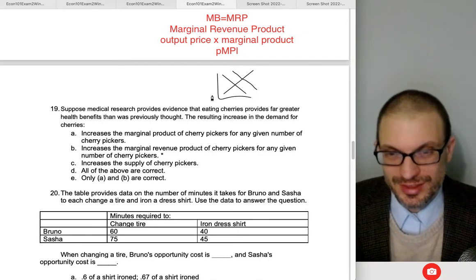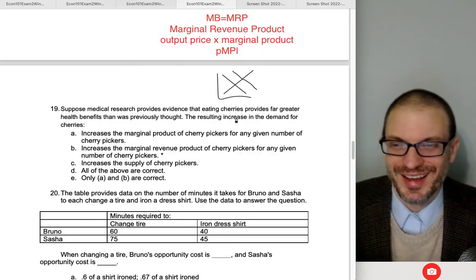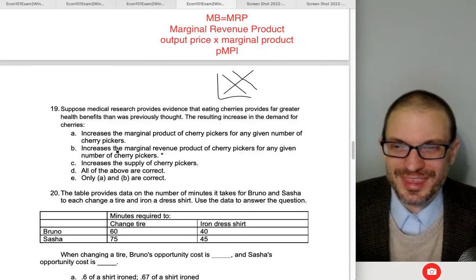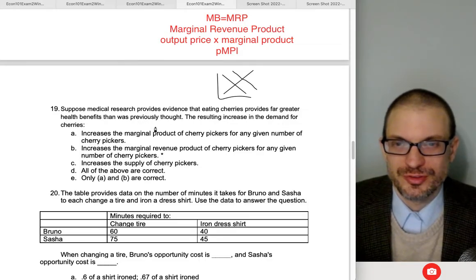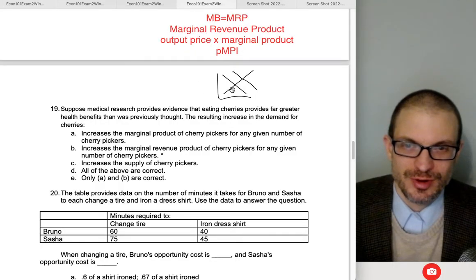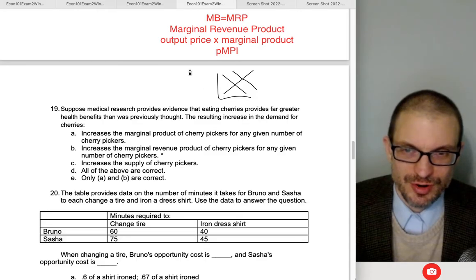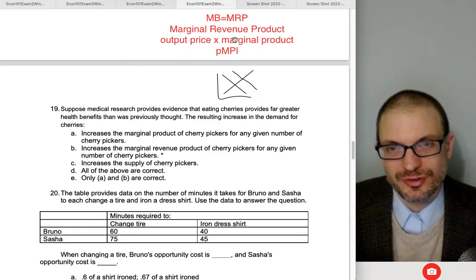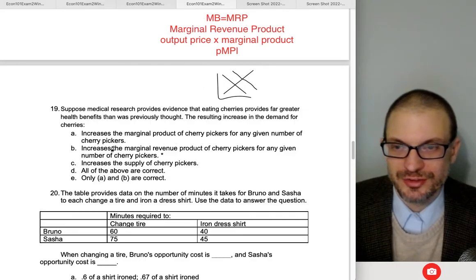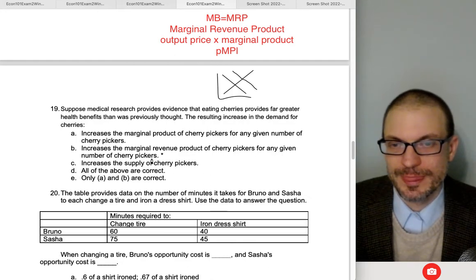So price is going to rise, quantity is going to rise. All right, so the resulting increase in demand is going to increase the output price. And then our question is, what effect is that going to have? Well, the output price increases for cherries. The price of cherries rises. That's the output price. Here's the marginal product of cherry pickers. So marginal revenue product rises, so it's B. Increases the marginal revenue product of cherry pickers for any given number of cherry pickers, right?